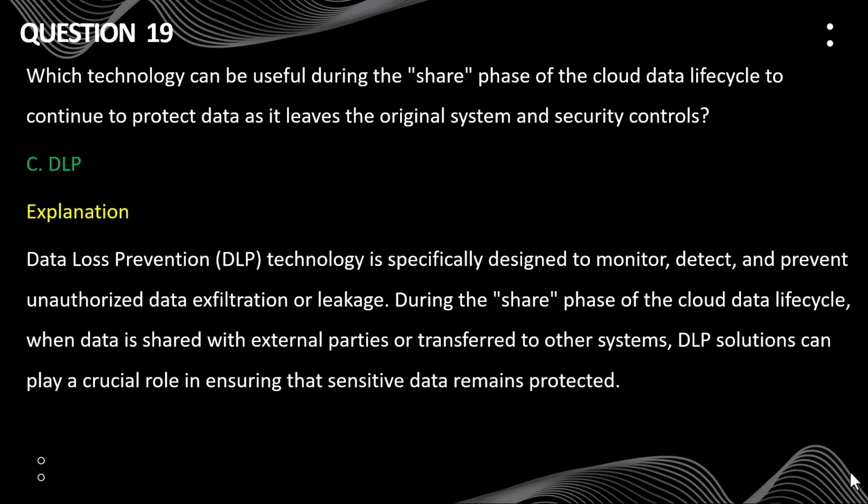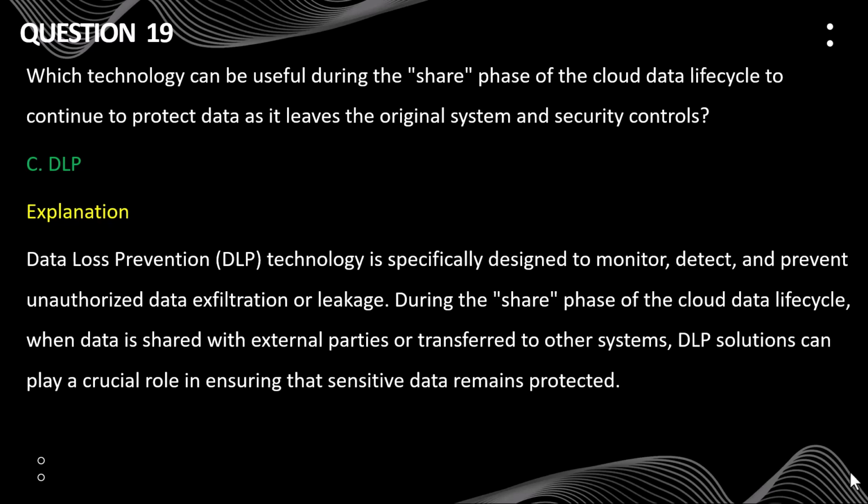DLP solutions inspect contents that are in motion, such as emails or file transfers, as well as content that is at rest, like databases and stored files. Now, it inspects this data to identify sensitive information based on predefined policies, like social security numbers or credit card numbers.